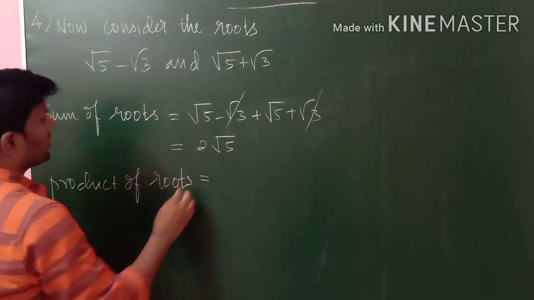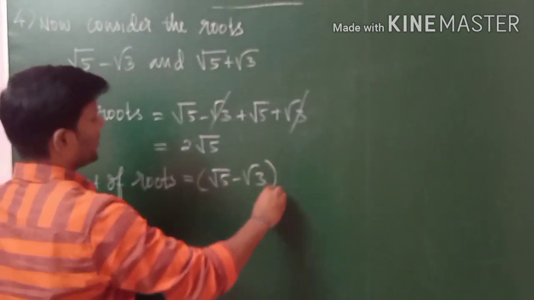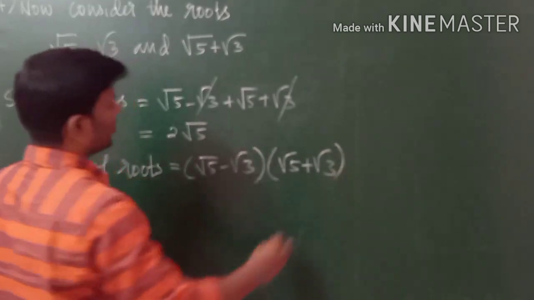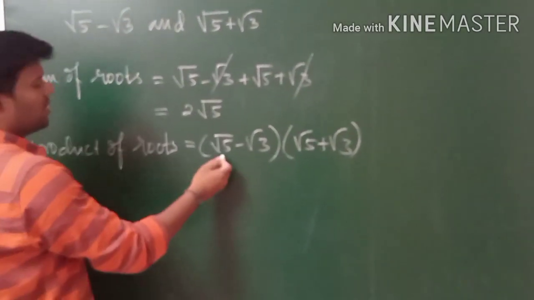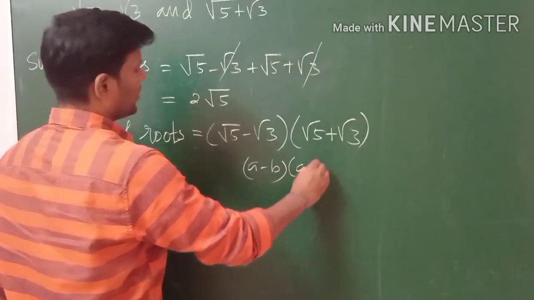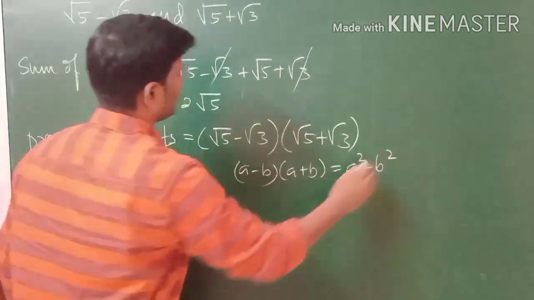Product of roots is equal to what? Square root of 5 minus square root of 3 into square root of 5 plus square root of 3. You just multiply. It is in the form of what? A minus b into a plus b. What is a minus b into a plus b? A square minus b square.